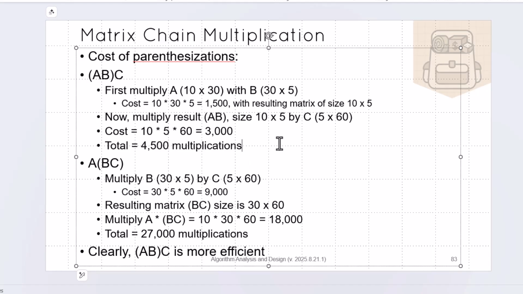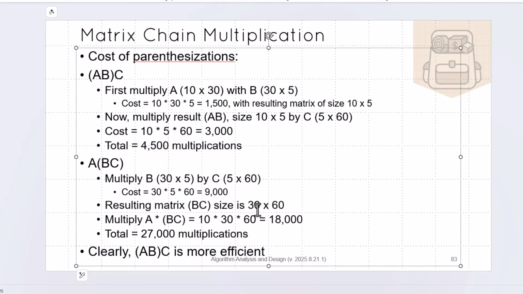Okay. Now, what if you do it the other way? What if we do BC first? If I multiply B, which is 30 by 5, by C, which is 5 by 60, we get 30 by 5 by 60. That's 9,000 multiplications. Already, I could just throw it out because that's bigger than our total. We haven't even gotten to multiplying by the A in the front, but we'll do that just to see the difference. It's already double the size, so we wouldn't need to go any further, really.